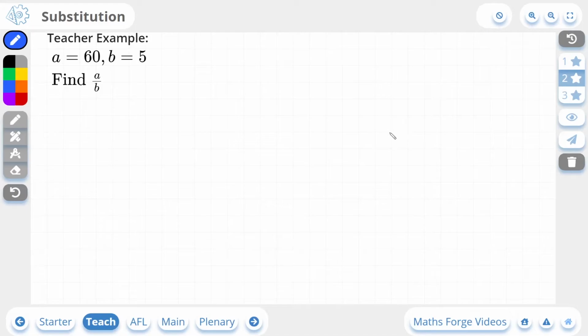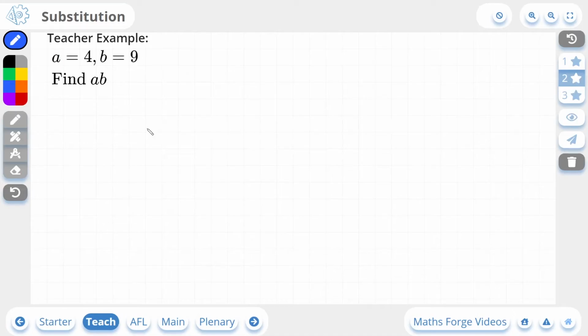Now let's do a 2-star example. Here we're being given that a is equal to 60 when b is equal to 5. So let's find a over b. Well, a over b can be replaced by the numbers 60 over 5. And of course, 60 divided by 5 is equal to 12. And if we check our answer, there it is.